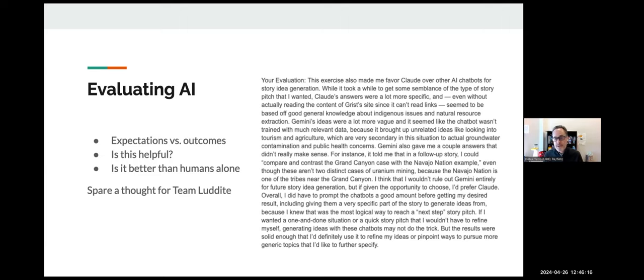And for team exercises, for group exercises, I usually have a team Luddite, which is not always the same people, thankfully. Team Luddite doesn't get to use AI at all. If it's generating story ideas from a report, they just have to read the report. And they don't love being on Team Luddite, except when they come up with better ideas. And then they really love being on Team Luddite.